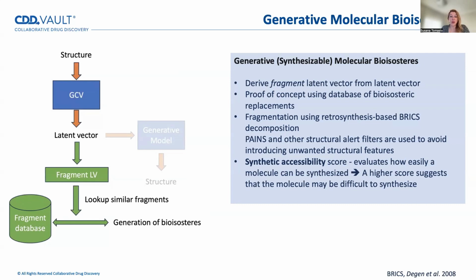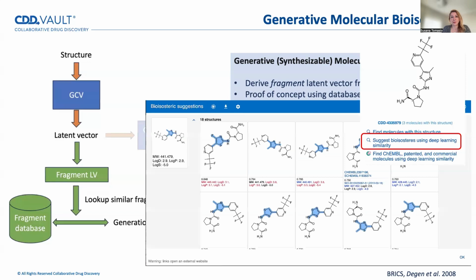In this case, the reference structure is broken down into fragments using predefined retrosynthetic rules using the BRICS method. Then a numerical representation of these fragments is derived using the CDD deep learning model and compares the numerical representations with a large library of fragments found in ChEMBL, and the model suggests bioisosteric replacements.